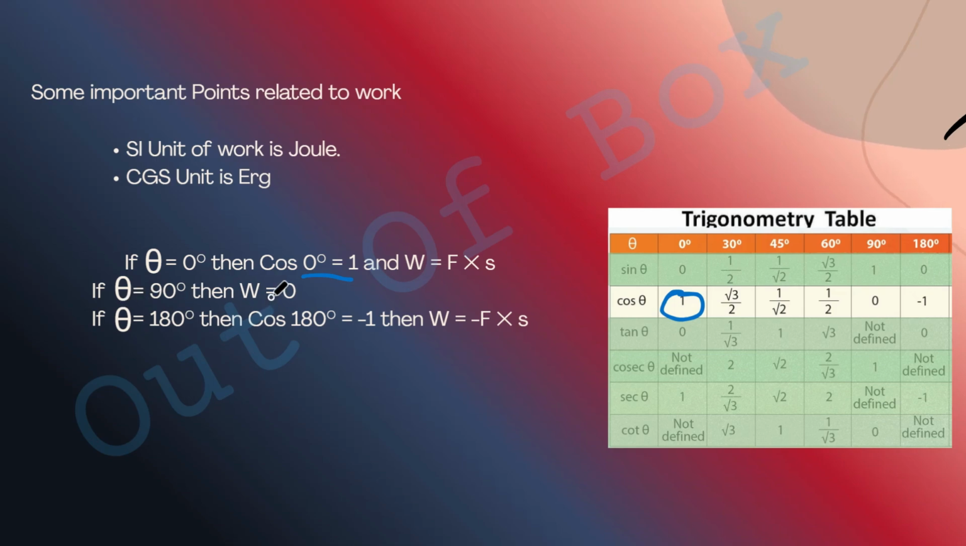And theta equals 90 degree means work equals 0. Now I think the point is very clear: if the force is perpendicular, then the whole work will be 0. Force into displacement into 0 equals 0. And when theta is 180 degree, cos 180 equals minus 1, and work equals F into S into minus 1, which means minus F into S.